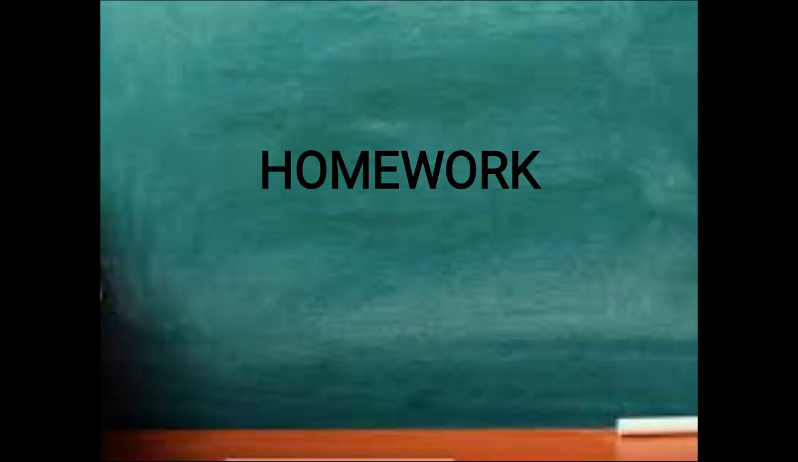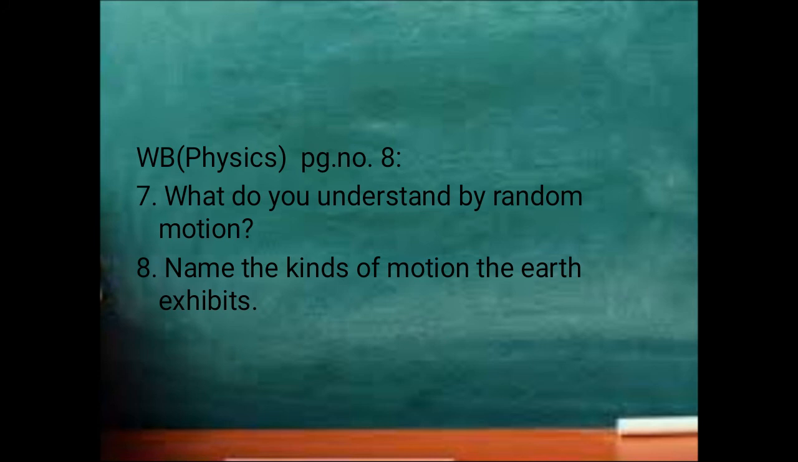Okay, so note down your homework, take your workbook, page number 8 and question number 7. What do you understand by random motion? Okay, you have to write what is random motion. And the 8th one, name the kinds of motion that earth exhibits. What are the types of motion that earth will exhibit? You have to mention that, right?